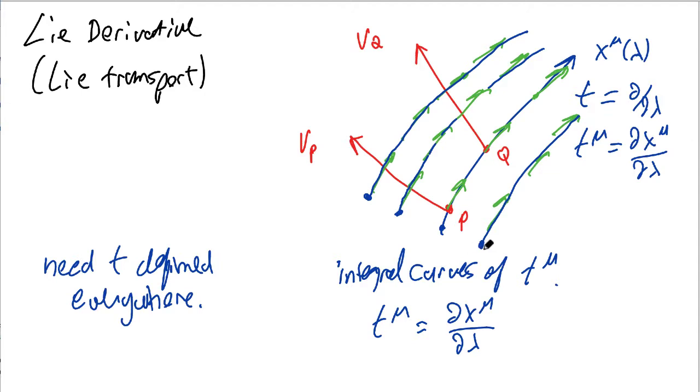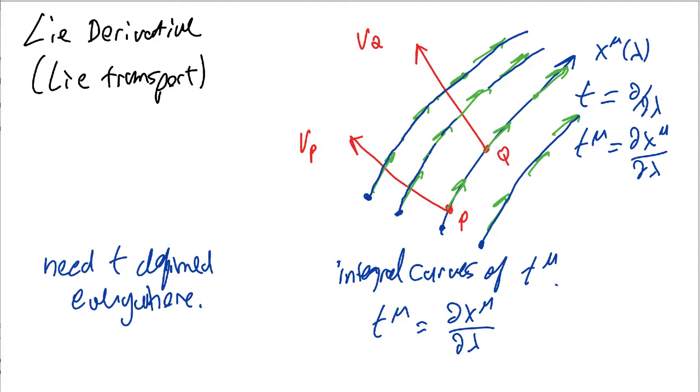And those are the integral curves of this vector field. So the idea of Lie transport is that we're going to take this vector v that sits at point P, and we're going to let it be swept along these flow lines of the vector field T until it reaches the point Q, and then we're going to compare or subtract that vector that's been swept along from point P to the vector that already sits at point Q.